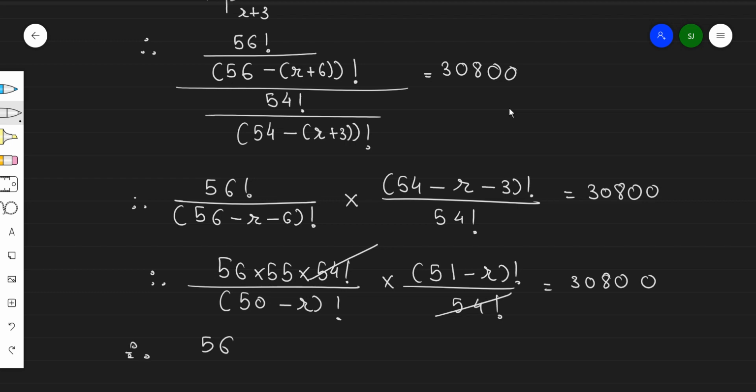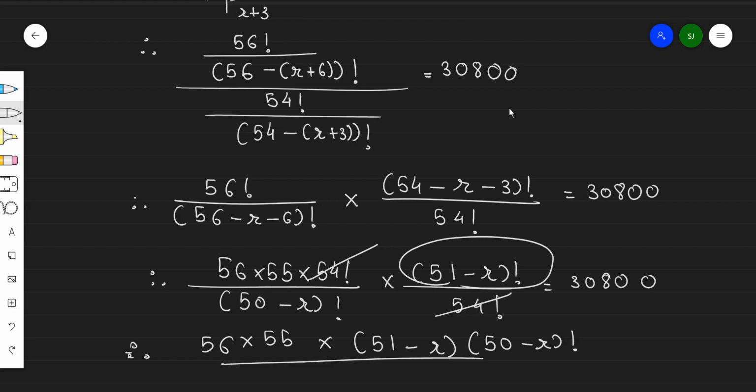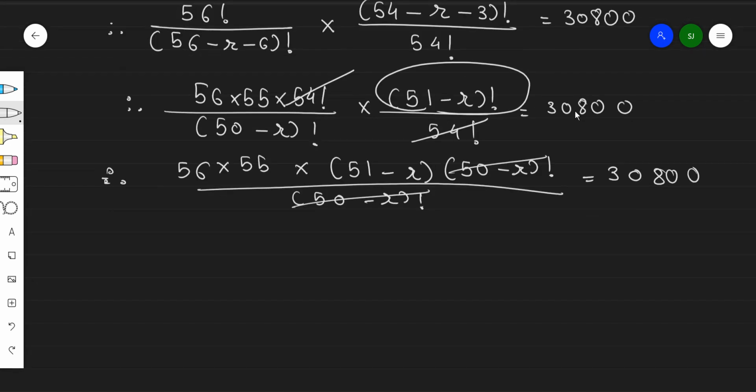Therefore 56 into 55. This numerator, (51 minus r) factorial, I can write by reducing 1 from it, so it would be (51 minus r minus 1), which will become (50 minus r) factorial. Inside the denominator, I just have (50 minus r) factorial. This is a tricky point which students might not be able to analyze. But you see, the things are simple now. Right? Now you just have to use a calculator to get the value of r.